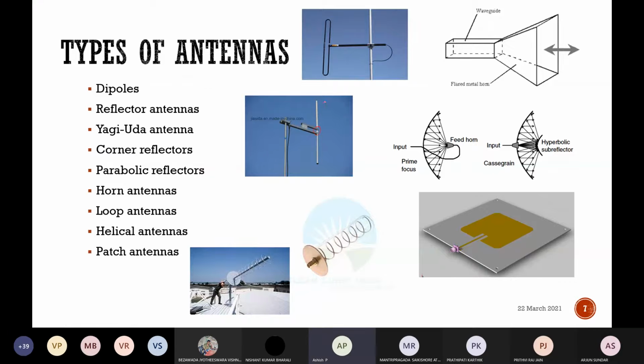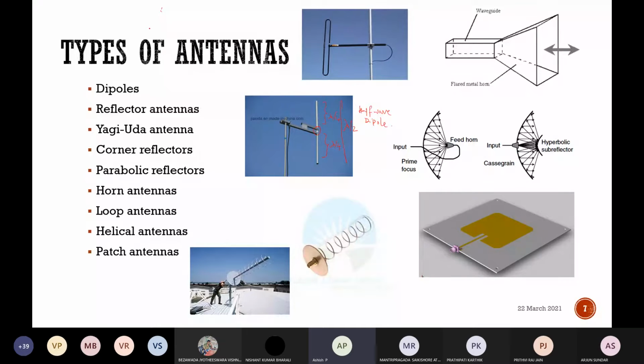So if you see above it, there is one pole, lambda by 4. This is lambda by 4. Overall, it is lambda by 2. So that's why we call it a half wave dipole. Okay. So half wave dipole, and before this there is a monopole antenna.